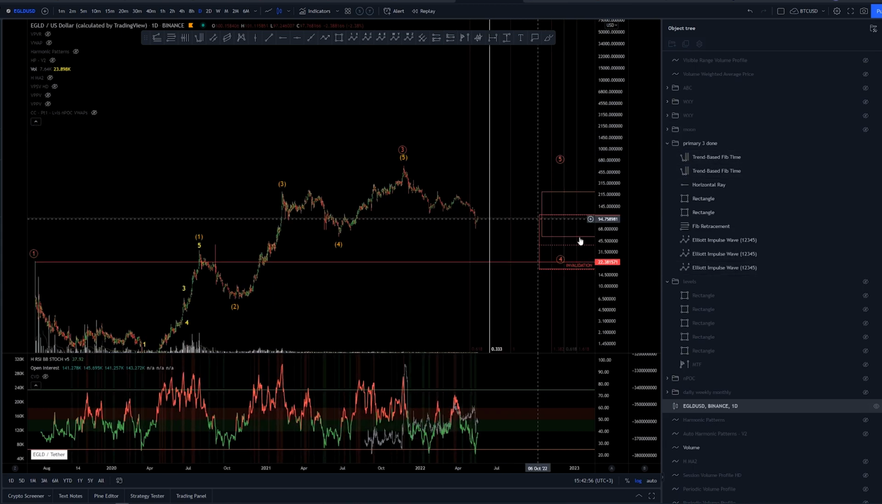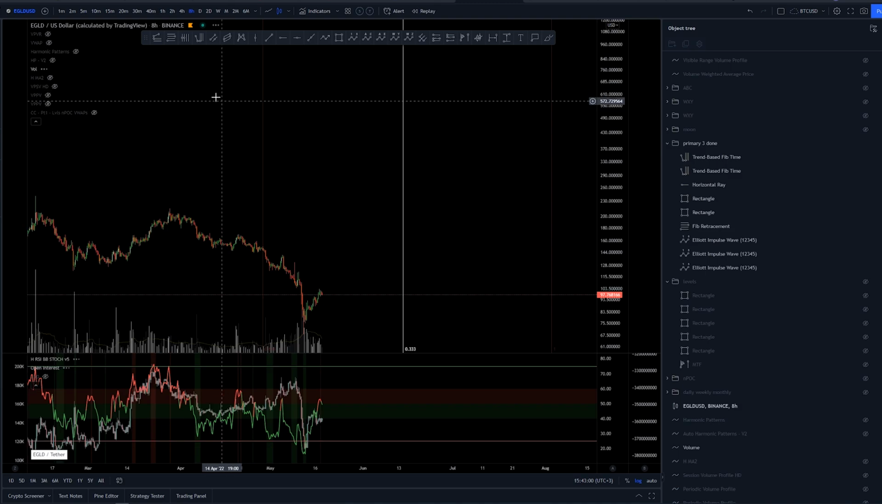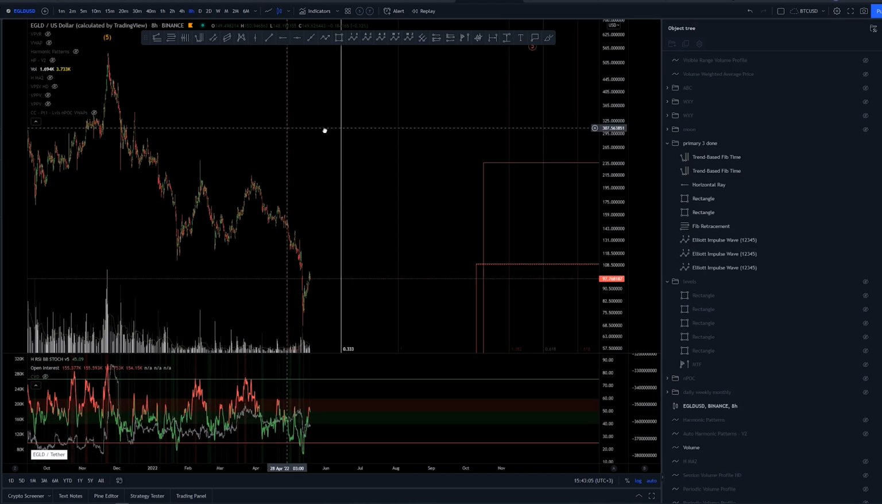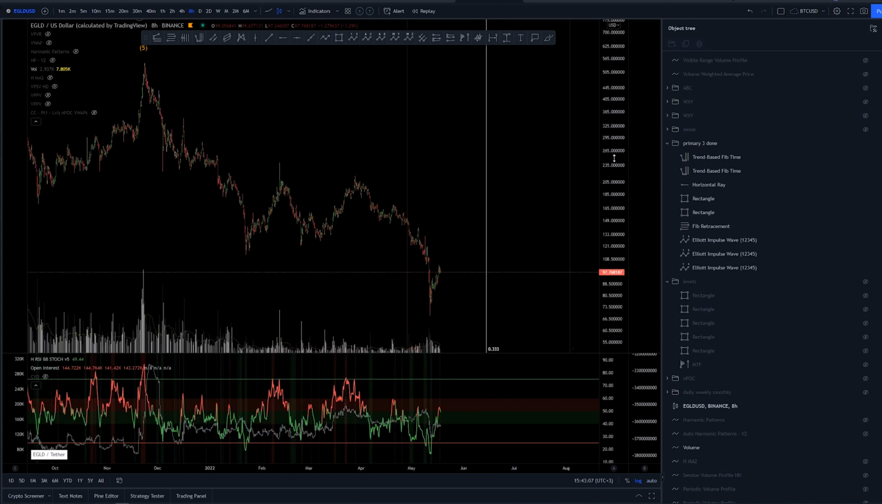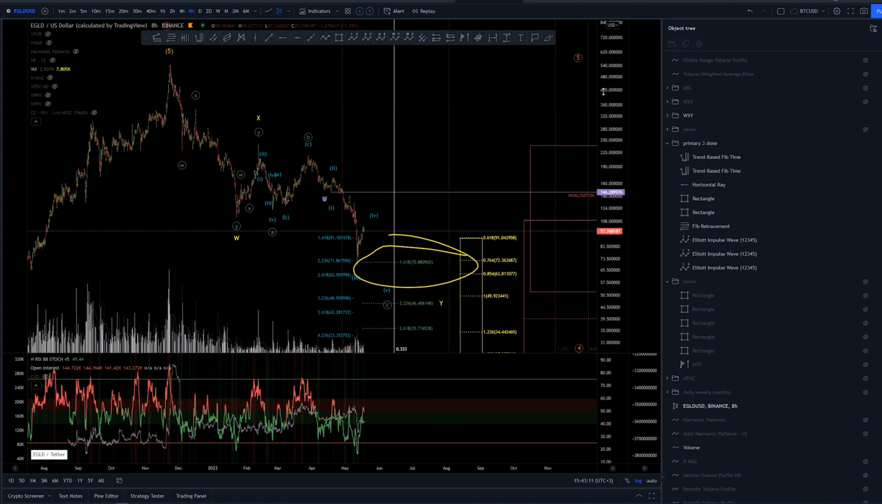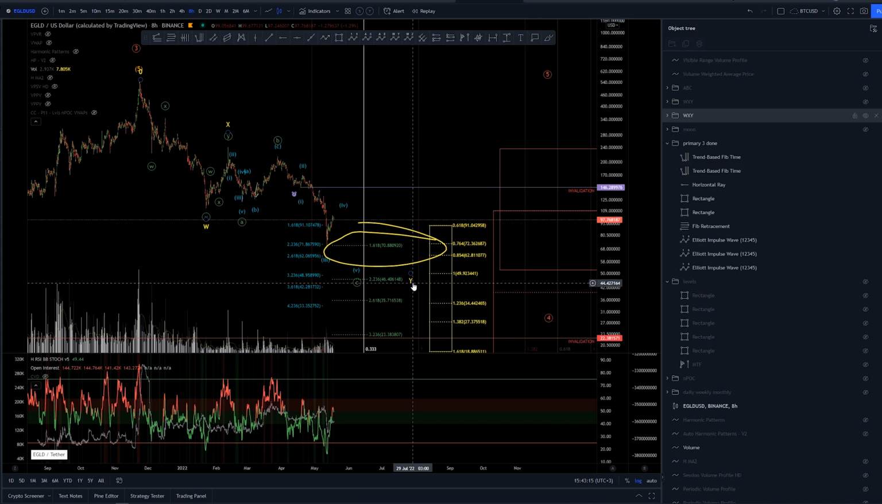The next ones are on a smaller time frame, so let's zoom in a bit and get to say 8 hours. Okay, so here it is. So let's start with this one here. Again, saying that this could be a WX and looking for the Y wave.